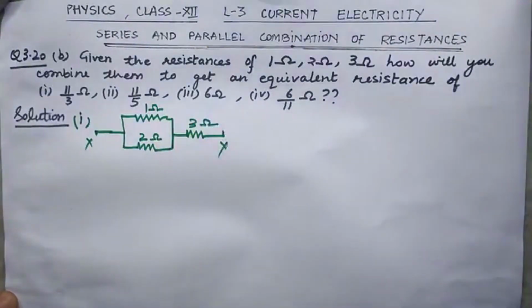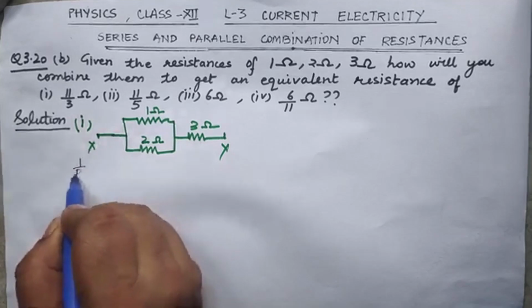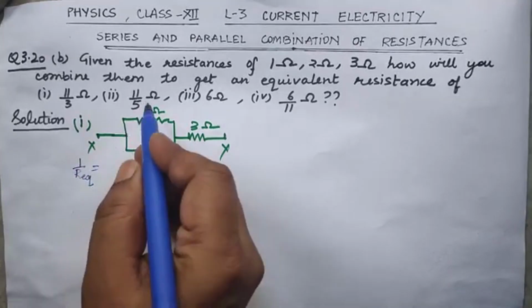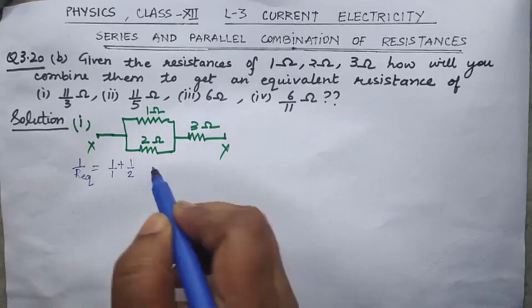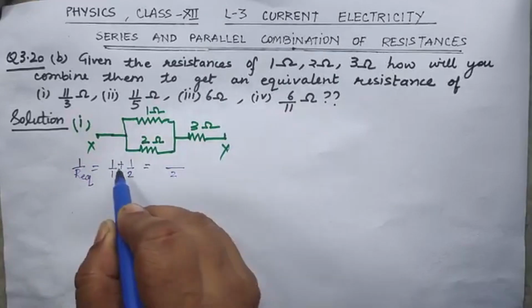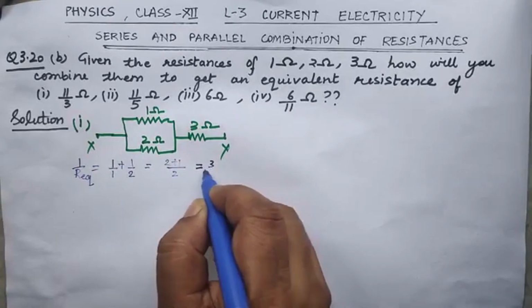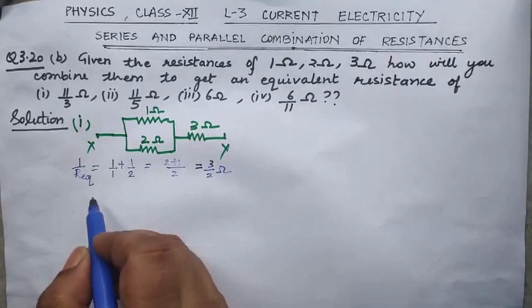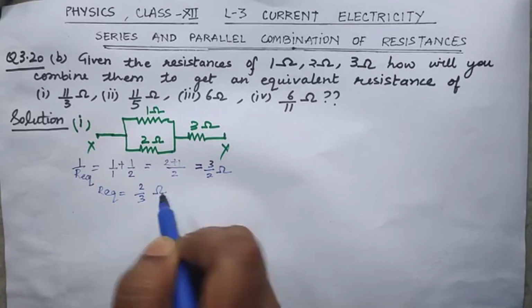Let us check what is the parallel combination and series combination of the given network. So 1 by R equivalent of these two is given as 1 upon 1 plus 1 upon 2. That makes it, LCM 2, 2 plus 1. This is 3 by 2 ohm. Okay. So R equivalent is 2 upon 3 ohms.